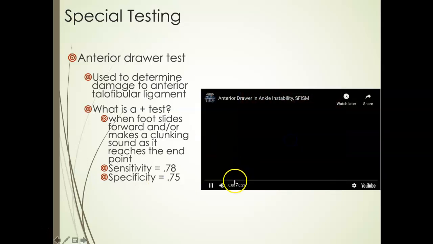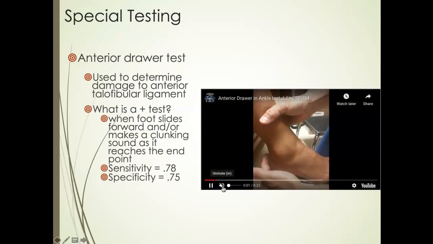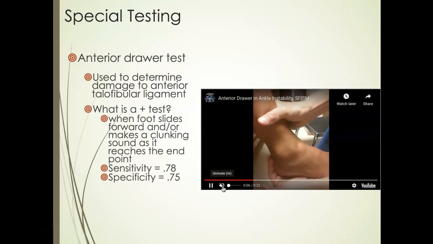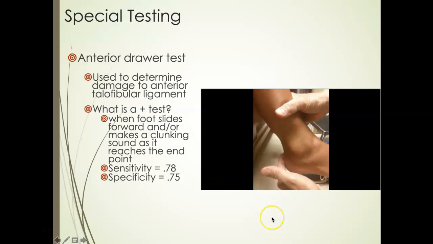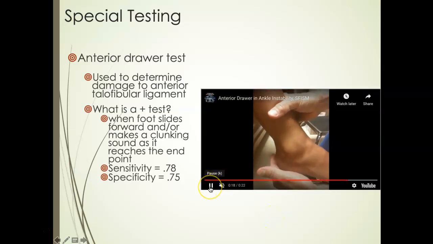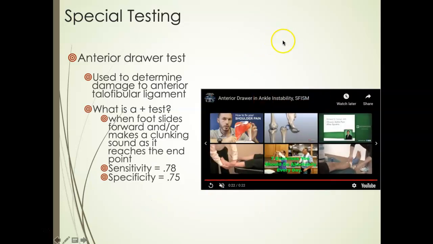Now, here is the anterior drawer test being performed on an actual ligamentous injury. And so you can see how that talus or that calcaneus is gliding anteriorly, and you can see that movement across the talocrural joint. Normally, if that ATFL is intact, you won't get that gliding or that sliding of the calcaneus and the talus. So that, in essence, would be a positive exam or a positive anterior drawer test, and we would be 75% sure that that patient has an anterior talofibular ligamentous sprain.